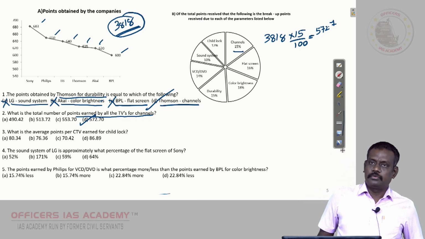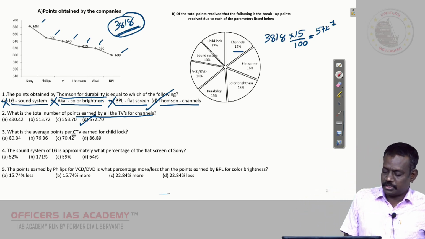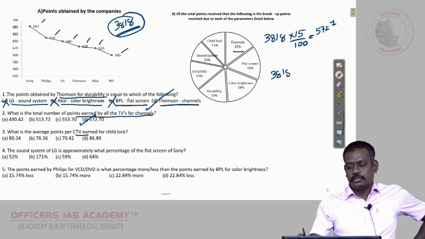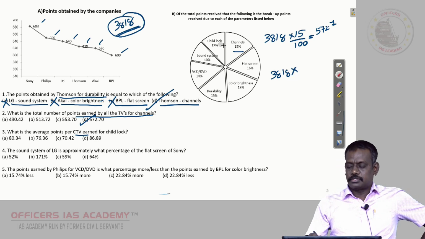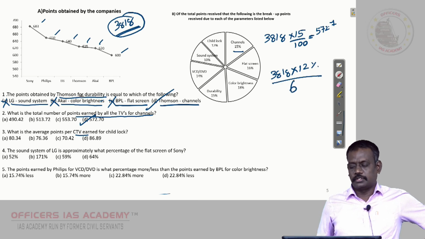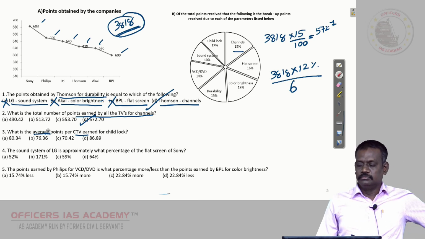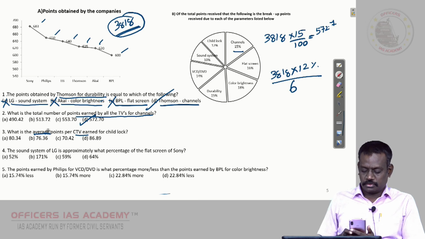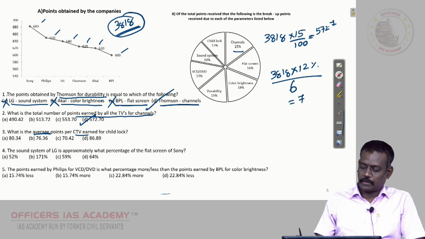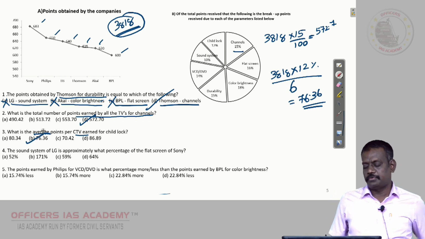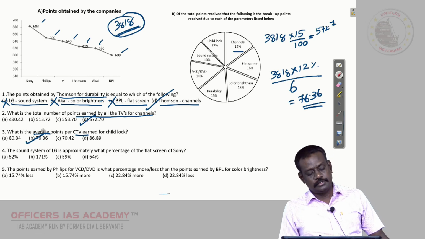Understood, students? Next, what is the average points per color television earned for child lock? So 3818 into child lock, which is 12%, divided by 6, because totally 6 televisions are there. We are asked to find the average only. So it is 3818 into 2 divided by 100, 76.36. So this will be the average points per color television for child lock.